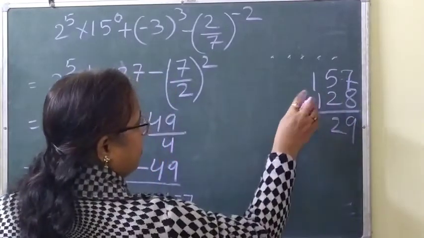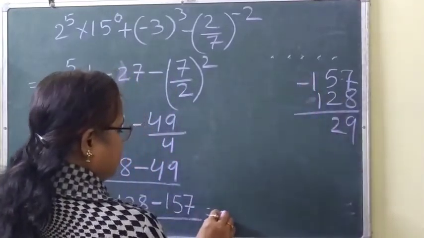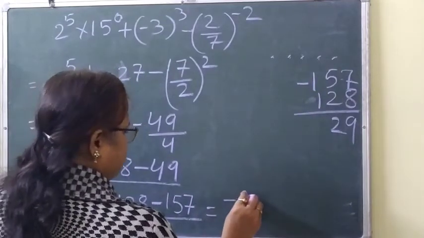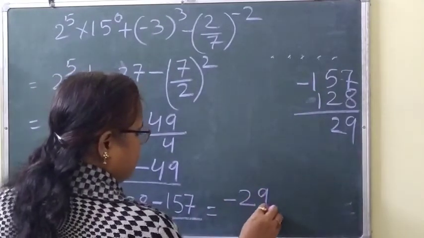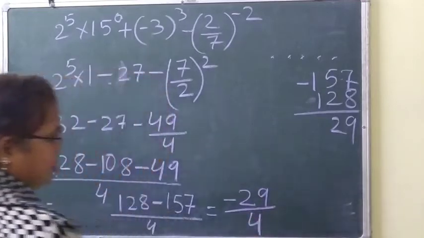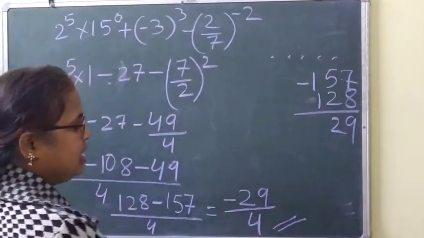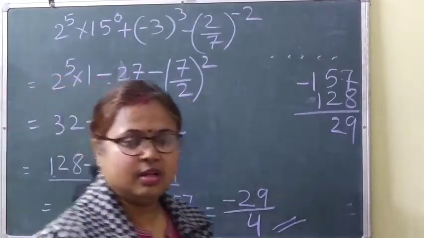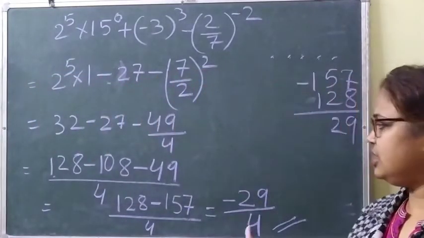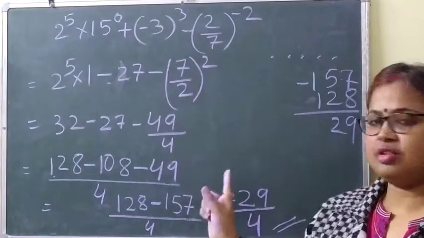But this one is greater. So the answer will be minus 29 by 4. So your final answer will be minus 29 by 4. So I hope it is clear. Minus 29 by 4. You have to simplify.